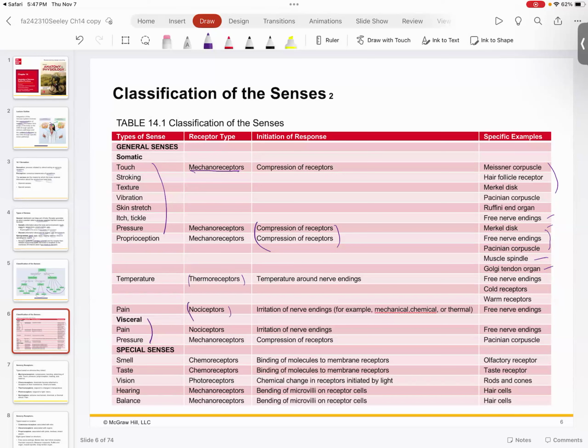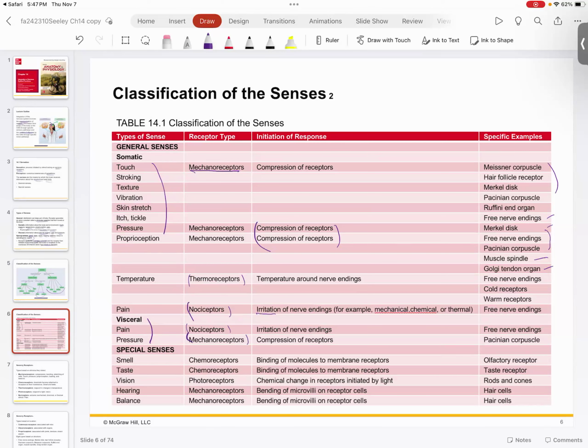So ultimately, with pain, what you do is you actually irritate the nerve endings with whatever's causing the pain. Either mechanical insult, chemical exposure, or thermal exposure can create the pain. Same thing's also true for your visceral. It's just that you're working with the organs. Visceral is going to be associated with nociceptors, right? That's going to be irritation of those nerve endings in your organs. And pressure is going to be mechanoreceptors associated with compression or distortion of those visceral organs.